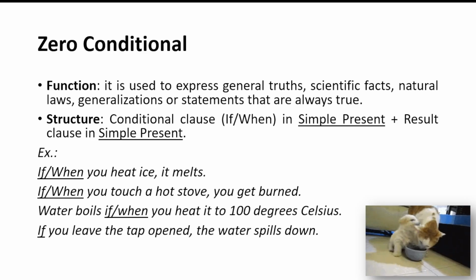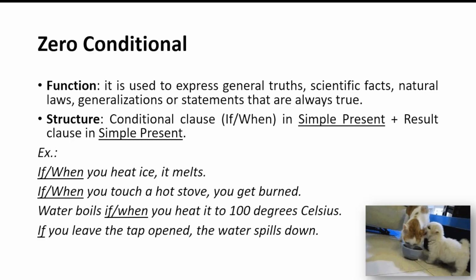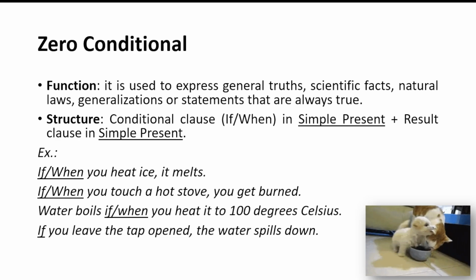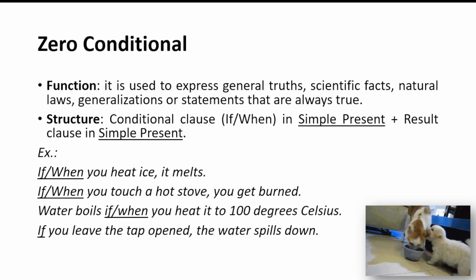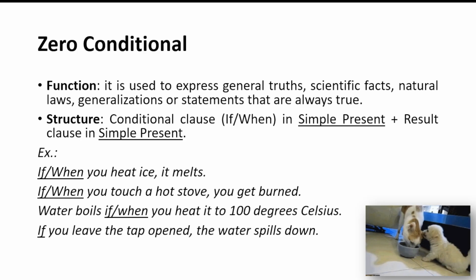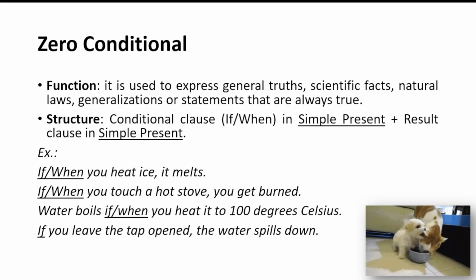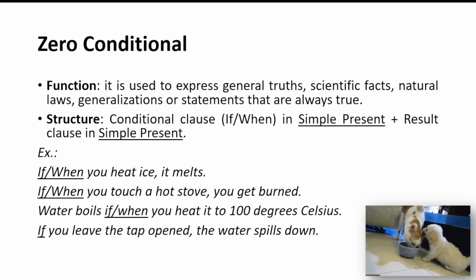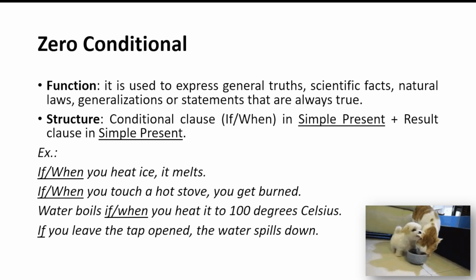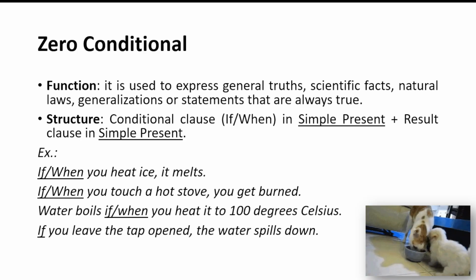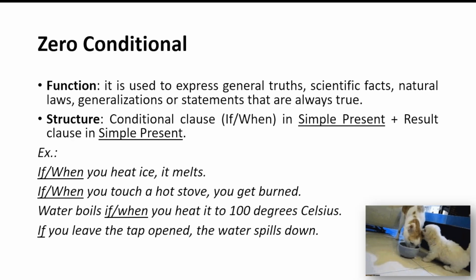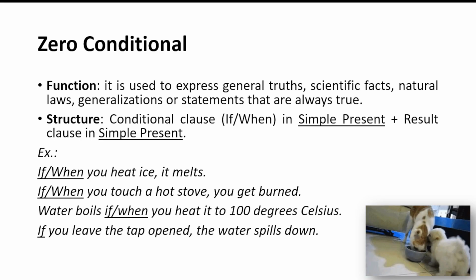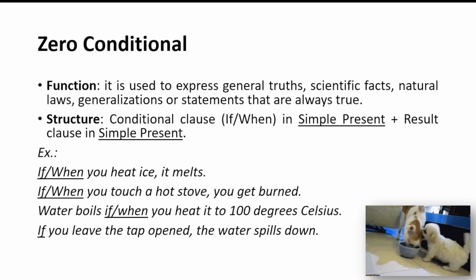So, this topic is about the zero conditional. What is the zero conditional in English? It is used to express general truths, scientific facts, natural laws. Pay attention to this word, generalizations, or statements that are always true, class. What's the structure? In this case, we say the conditional clause starting with if or when, these two words, in simple present. And the next clause is the result. The result clause is also in simple present.